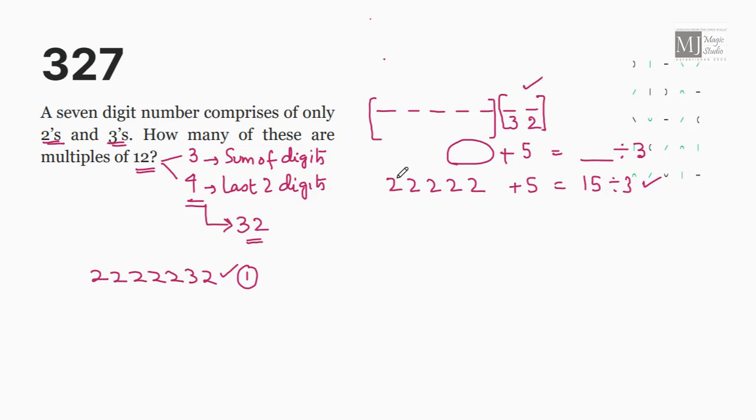Now in place of a 2 I can write 3. Now I see that the total becomes how much? 16. In place of this 2, if I write 3, the total becomes 17. In place of the third 2, if I take 3, the total becomes 18 and 18 is divisible by 3.